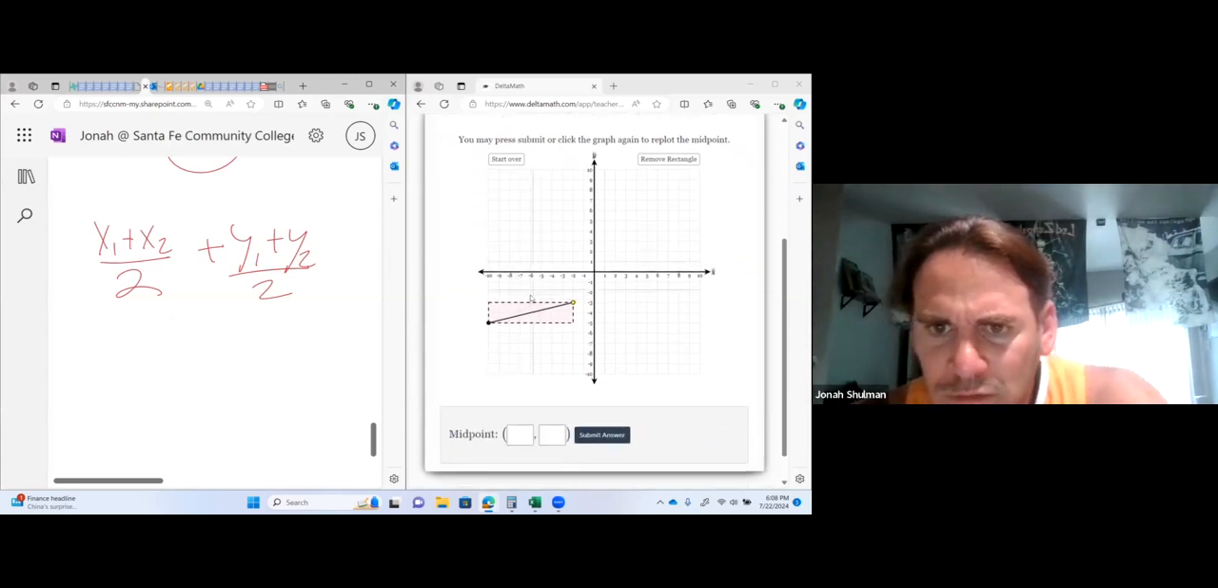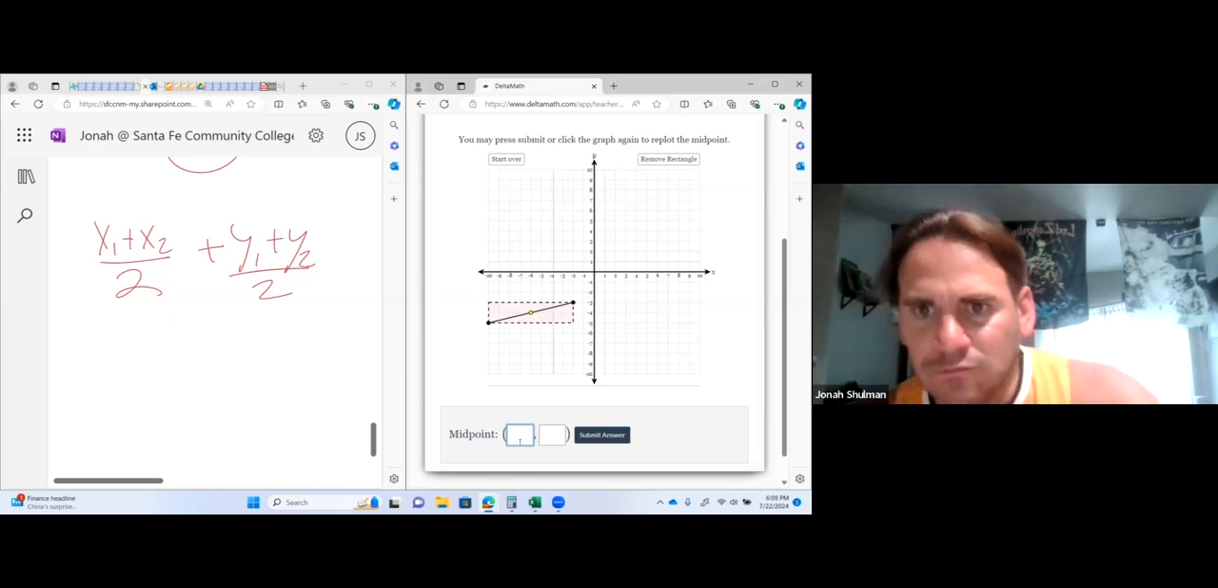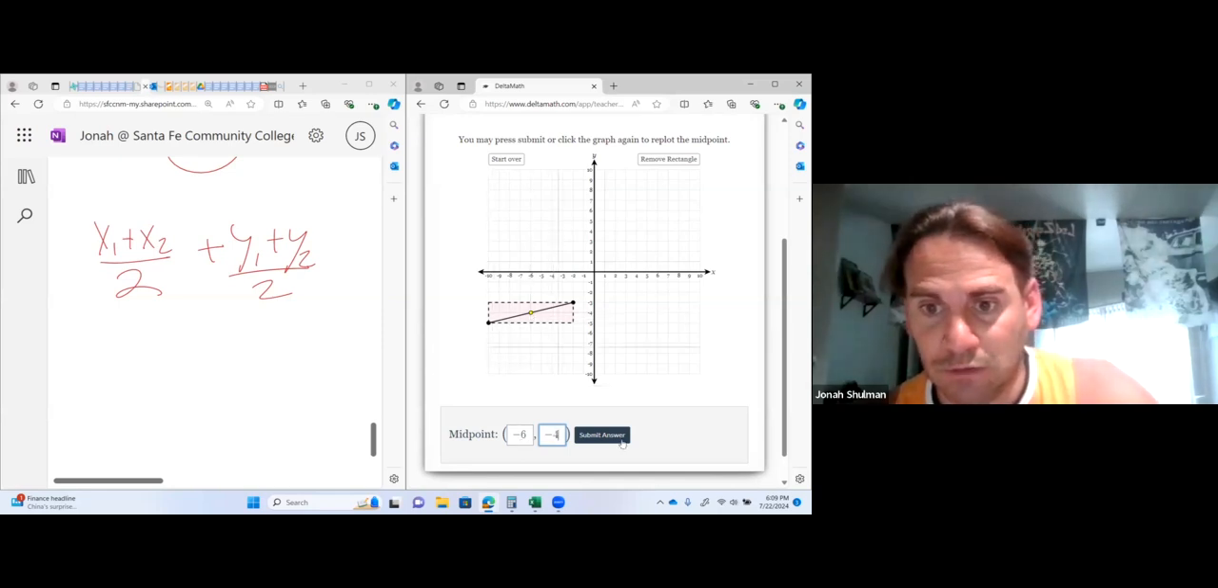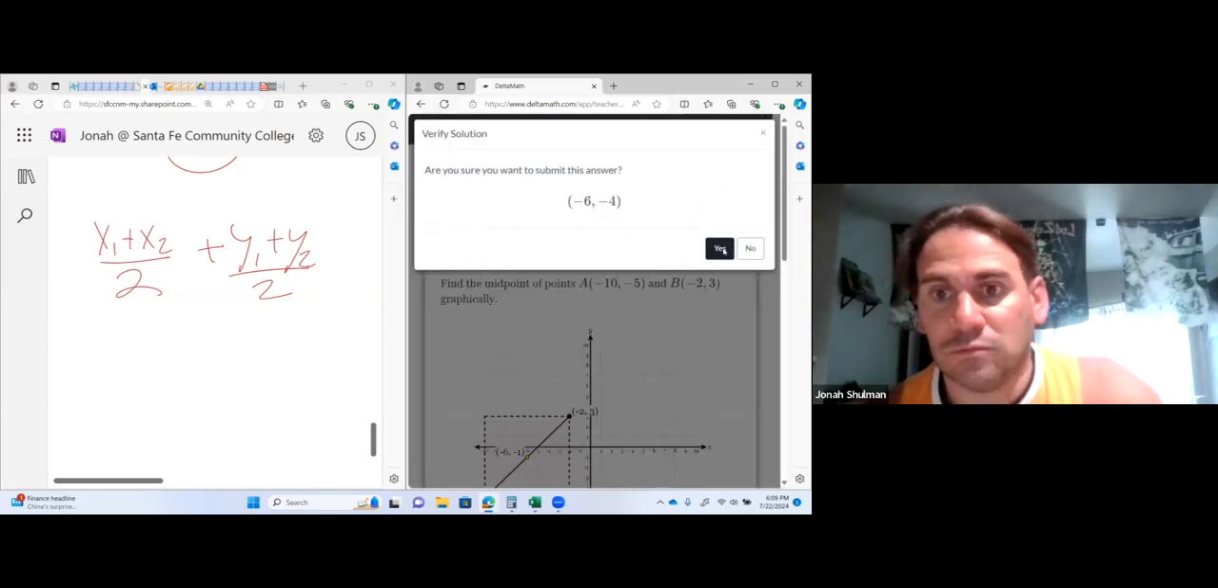All right, you must press submit or click the graph to replot. No, there it is. Oh, that is so cool. Gives us like a perfect pointer for the middle. So it's going to be -6, -4. That is really cool. To do it graphically, I've never really seen this where you actually get to plot it right in the middle. It's a great little program.